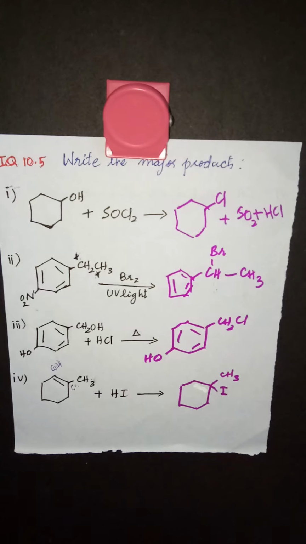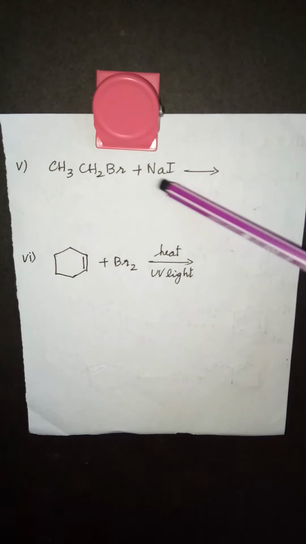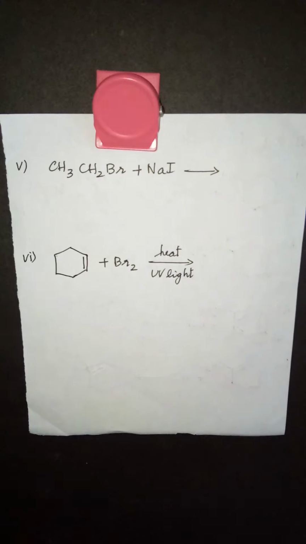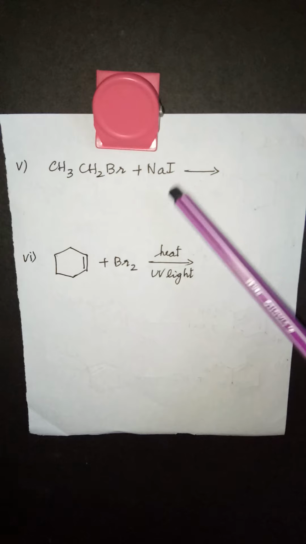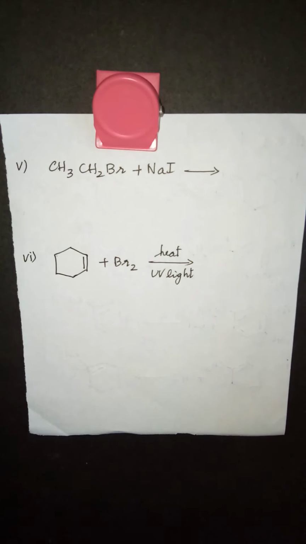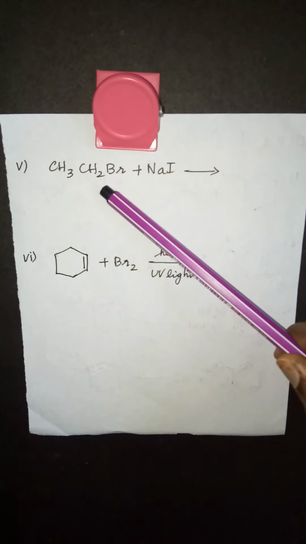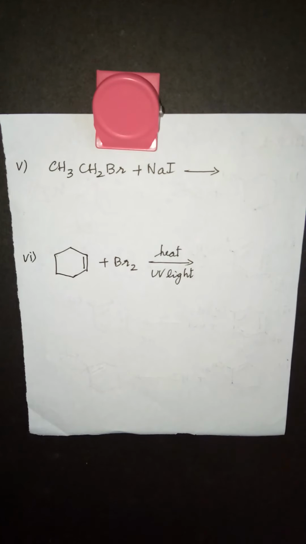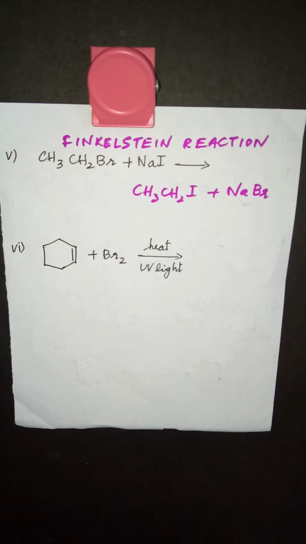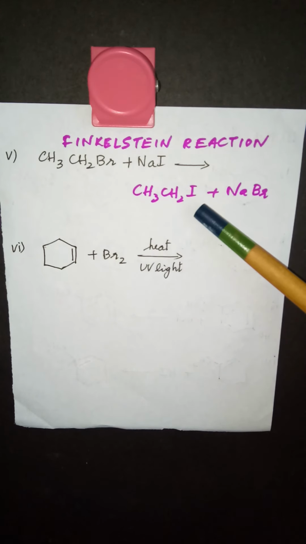Now the next question. See what is given here, NaI. So where have we seen this NaI? In the Finkelstein reaction. So you have taken a bromide and you're treating it with NaI. This actually happens in the presence of dry acetone. So what will happen? This bromine will be replaced by I. So what will be the product? CH3CH2I plus NaBr. If it is a name reaction, you have to mention the name. So this reaction is called the Finkelstein reaction. Look at the products. Br is substituted by iodine and you get NaBr. So this is the Finkelstein reaction.